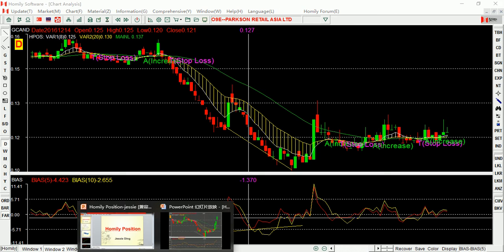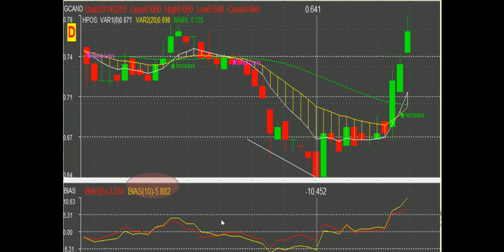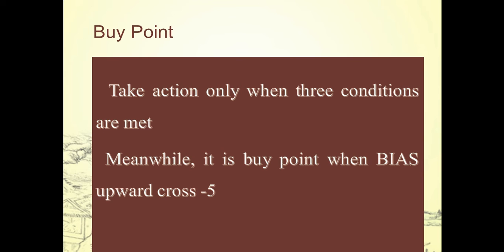So how to judge whether the stock is overbought or in the bottom area or not. For the buy point, you should take action only when 3 conditions are met. Meanwhile, it is a buy point. So now I show you when to buy. It is a buy point when BIS crosses upward through -5.